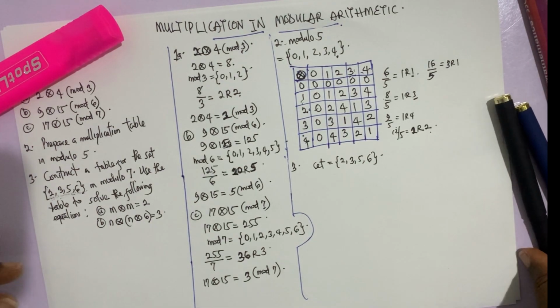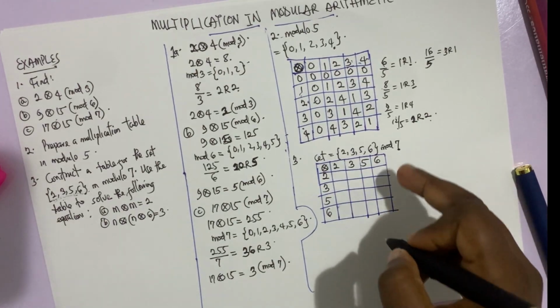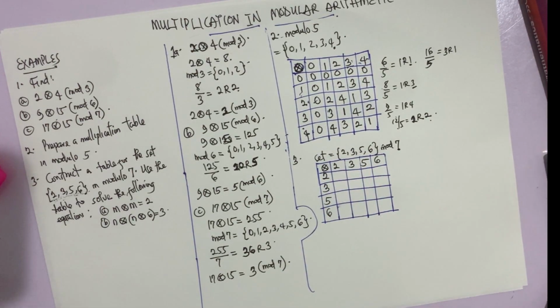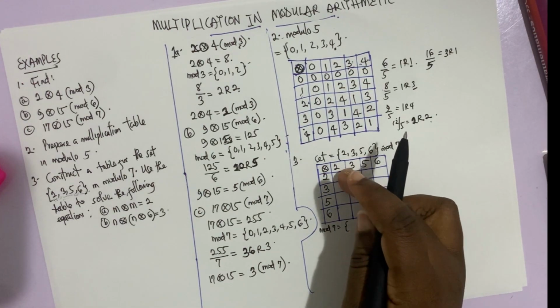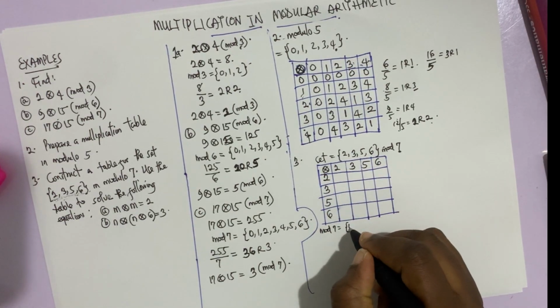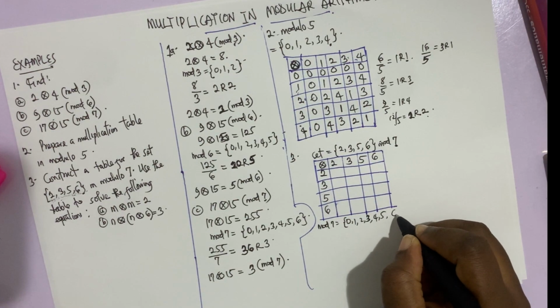So we have to draw our table. Remember, this is in mod 7. It's important because when we are recording our remainder, we have to be careful. In mod 7, the possible residues, that is the possible numbers that we can write in this table, are 0, 1, 2, 3, 4, 5, and 6.